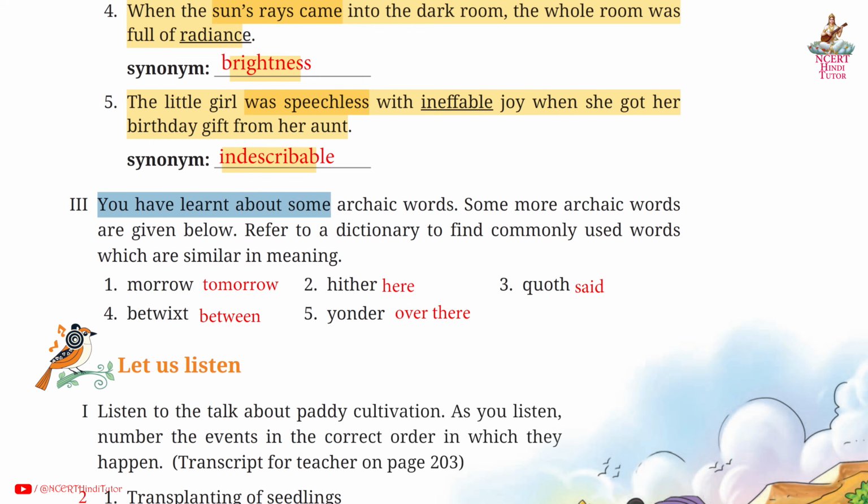Third, you have learnt about some archaic words. Some more archaic words are given below. Refer to a dictionary to find commonly used words which are similar in meaning. First, morrow means tomorrow. Second, hither, here. Third, quoth, said. Fourth, betwixt, between. Fifth, yonder, over there. So friends, you can write them accordingly.